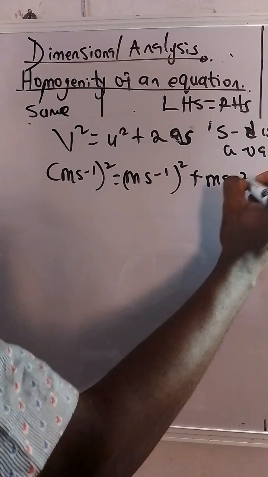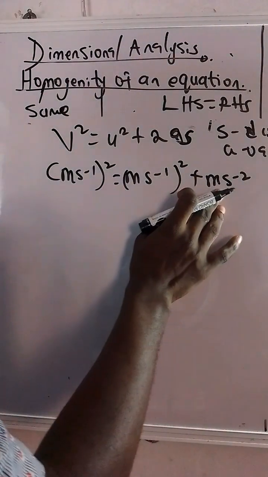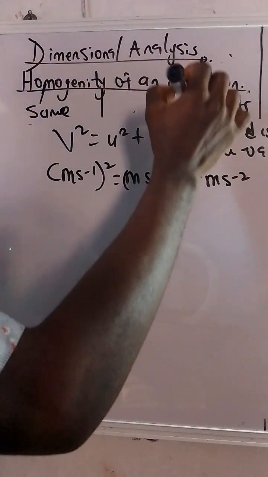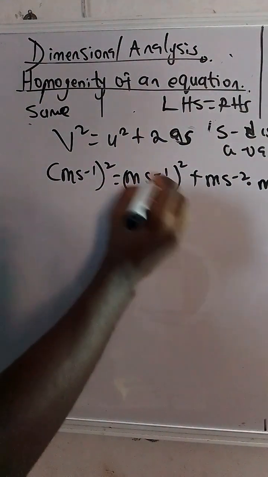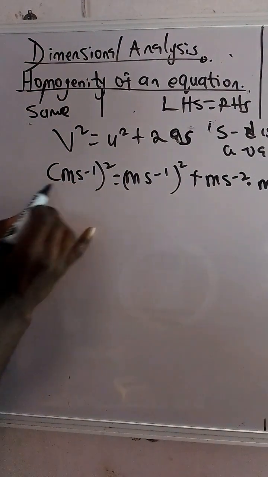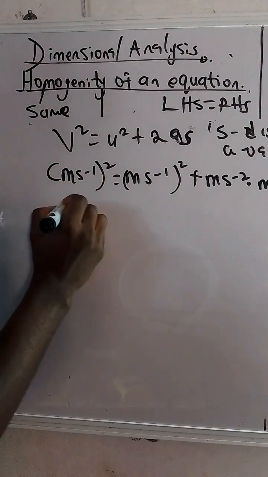Meter per second square. In case you don't know how I get my meter per second square, you can go back to my previous video and watch it. Now, what is distance? Distance is meter, right? So I'm going to have, since I'm having square, this square belongs to everybody that is here. So it's going to be what?